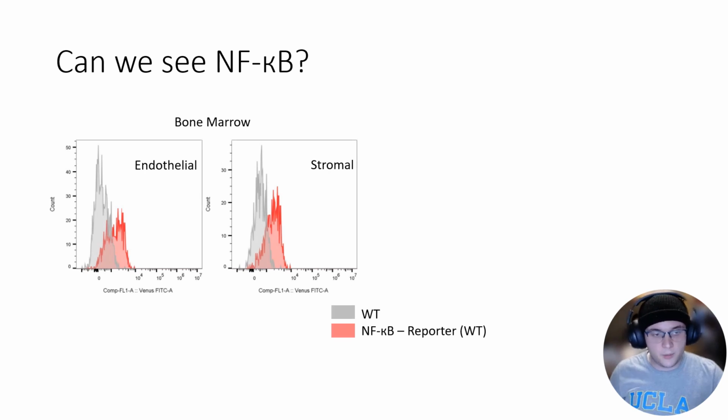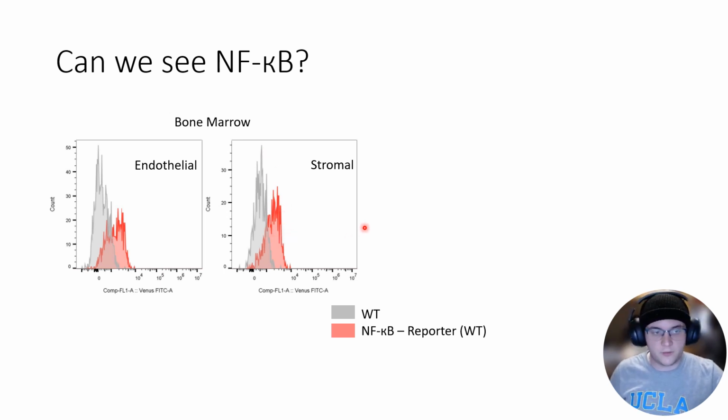So inside the bone marrow itself, we see that in endothelial cells and in stromal cells, we see an increase of NF-kappa B expression. One thing to note is that I'm comparing a wild type versus an NF-kappa B reporter, which is also wild type. This means that both of these mice are genetically the same. However, we can simply see that NF-kappa B is being expressed in these cell fractions.